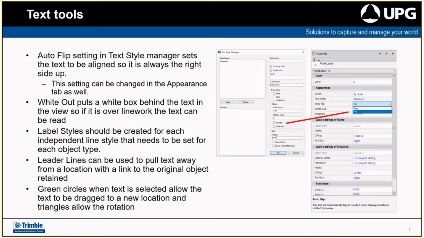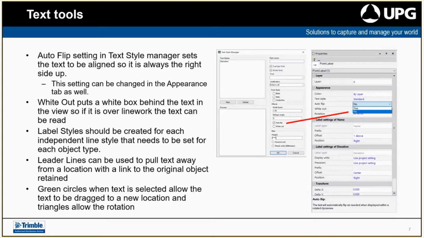Label styles should be created for each independent line style. Because everything is linked together, you should go through and create text styles for each of the specific text types that you want, rather than necessarily sharing something against a whole group of things, because if you make a change to the text style, it will change everything that is using that particular text style.